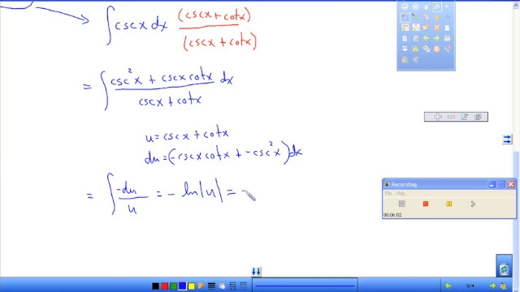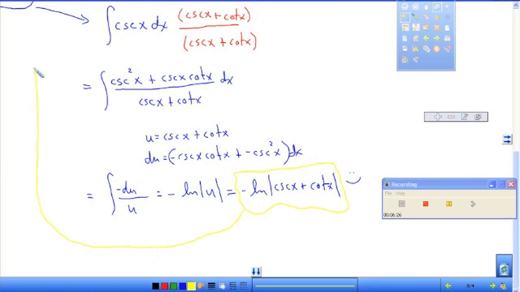When I go back and replace this, I get negative natural log of the absolute value of the cosecant plus the cotangent. And that is how we find the integral of the cosecant. We would apply the same idea if this was the integral of the secant as well. But anyways, we're going to take our evaluation of the integral of the cosecant and plug it back into our original problem.